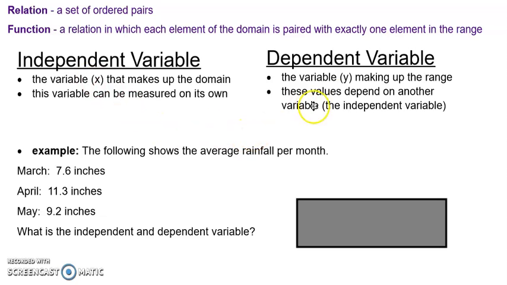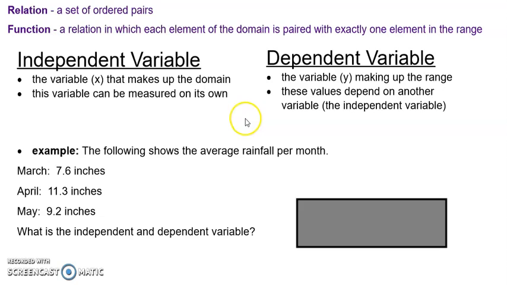And the dependent variable, which is typically y, makes up the range in the situation. These values are called the dependent variable because they are measured, or the values depend on a different variable.